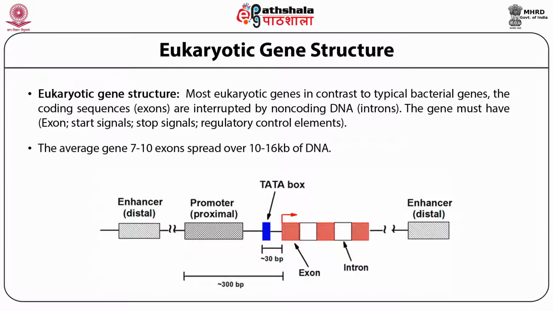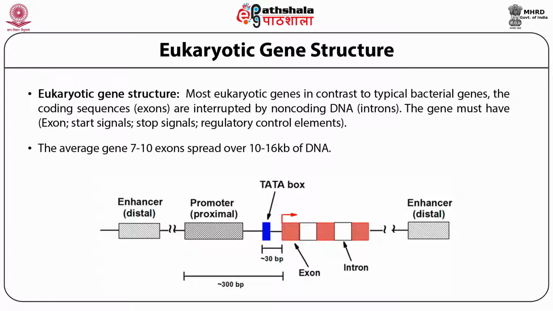And then you can see the red color boxes and the white color boxes. The red ones are the exons, which are spliced and joined together, and the white colored ones are the introns, which are spliced out, through a process of splicing. And then at the distal end, there could be the stop codons, which terminate the process of the reading of this RNA.